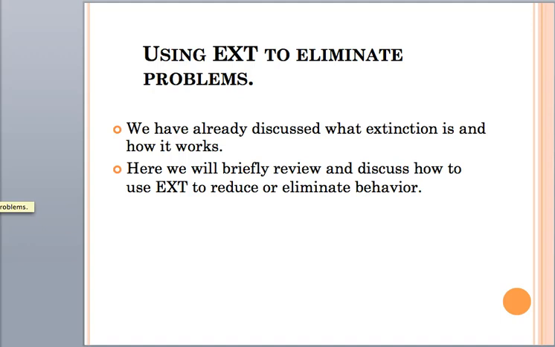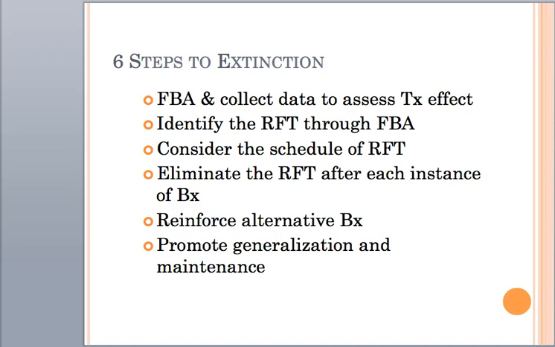We've already discussed what extinction is and how it works, so here we'll briefly review and talk about how to use extinction to reduce or eliminate behavior. There are 6 basic steps to extinction that are outlined in Chapter 14. The first step is to conduct a functional behavioral assessment and to collect data to assess your treatment effect. If you remember, whenever we do any intervention, we always collect baseline data so that when we have data from the treatment condition, we can go back and compare it.